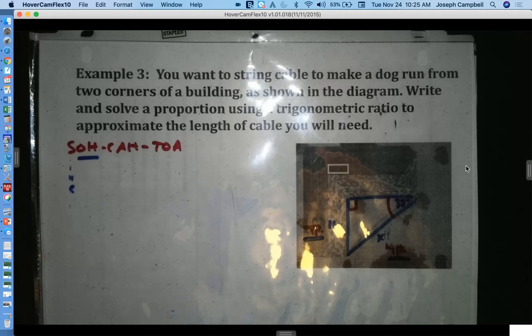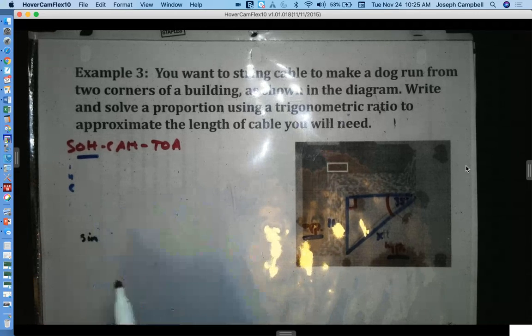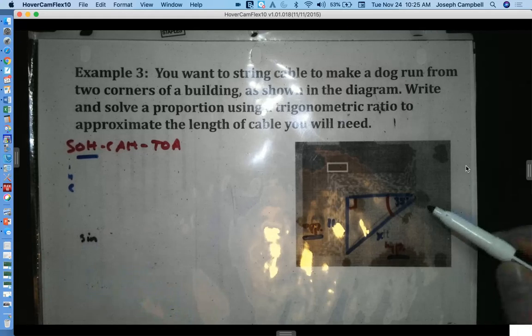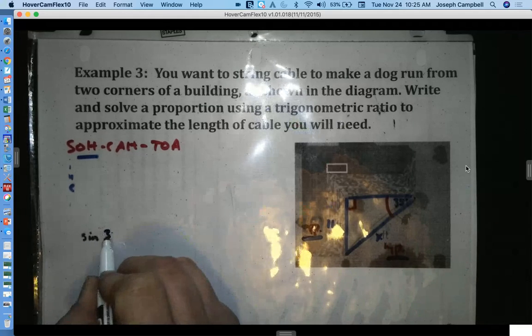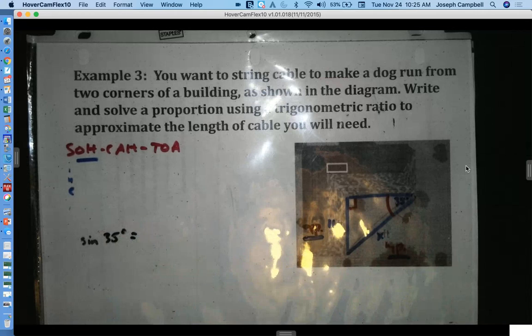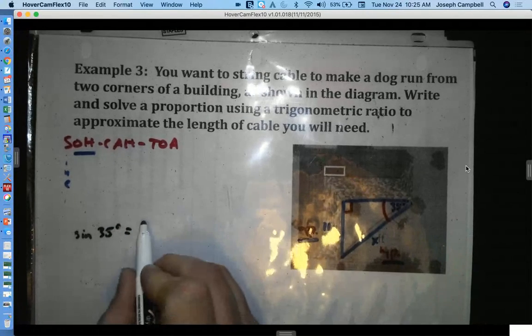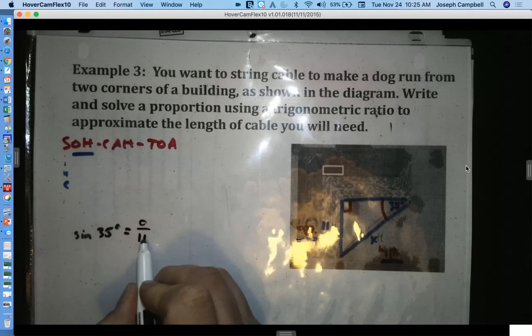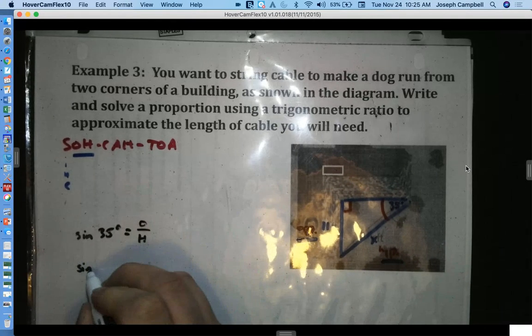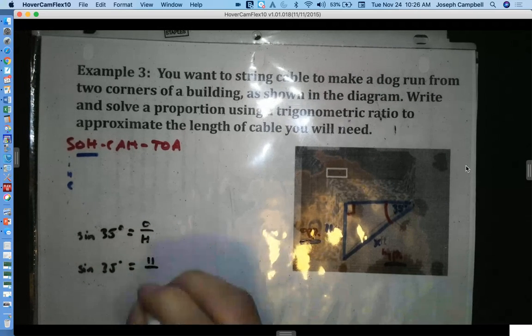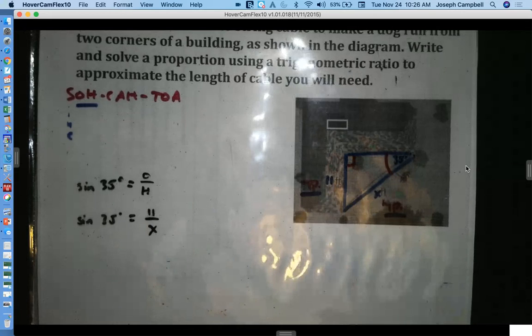Set it up. The input for a trig function, unless it's an inverse trig function, is always a degree. So we're putting sine of 35 degrees is equal to the ratio of the opposite side to the hypotenuse. Okay, so sine of 35 is equal to the opposite side over the hypotenuse. Now we have to just solve for x. Okay, let's multiply both sides by x.